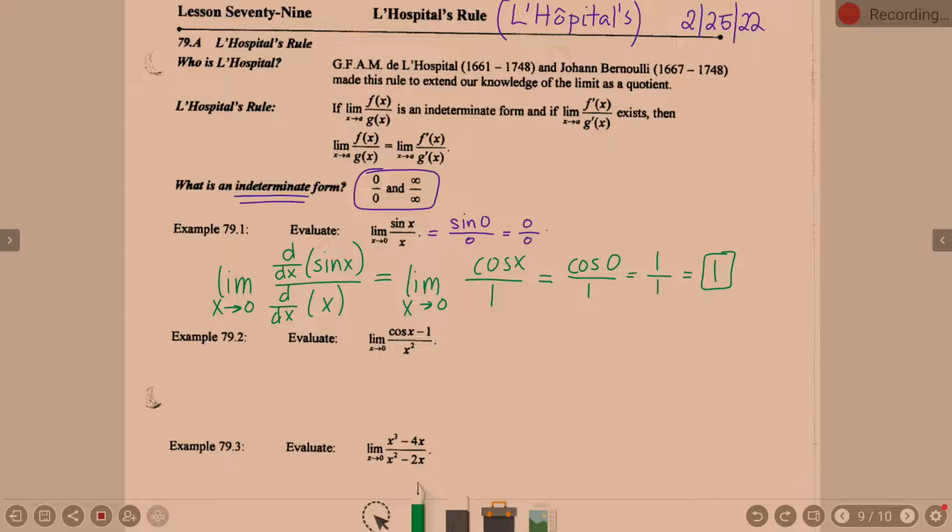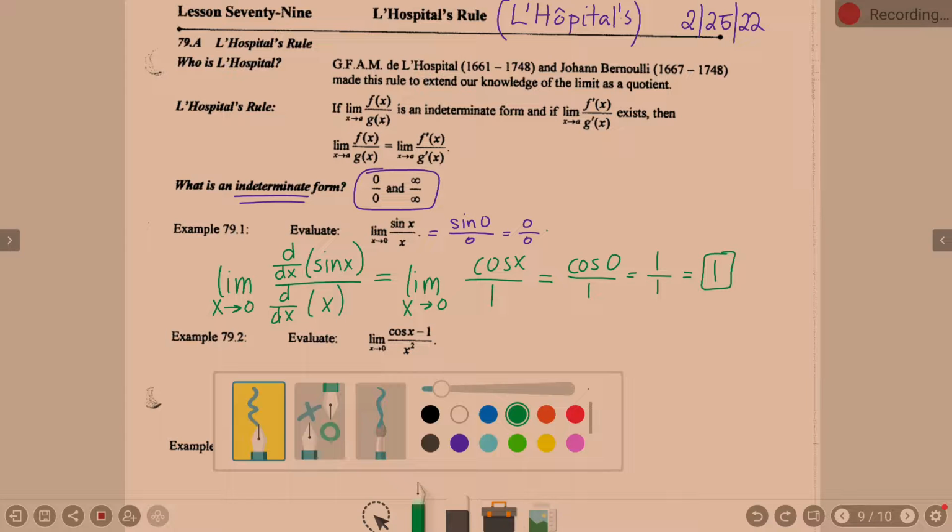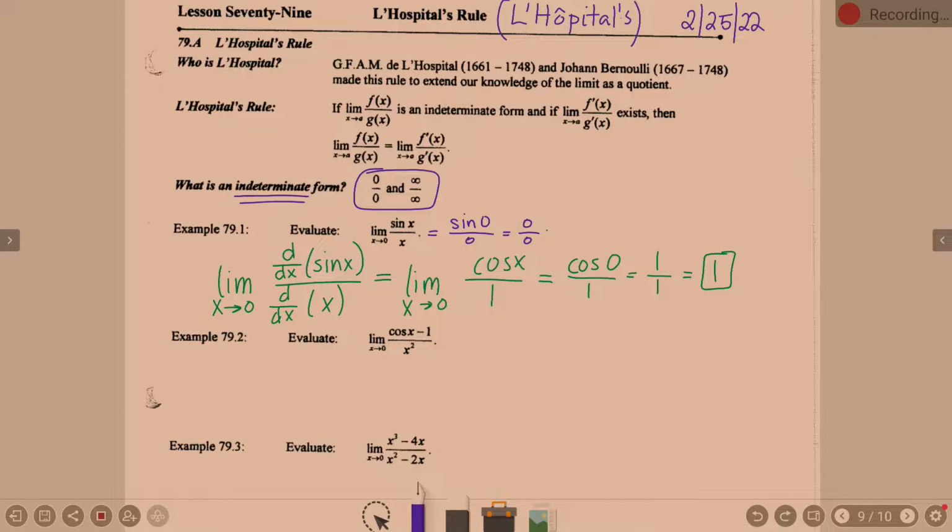Okay, example 2. What should I do first? Make sure that we don't just jump to L'Hopital's. That's hard to say today because what am I teaching today? L'Hopital's. But try it. See what happens. So we're going to say the cosine of 0 minus 1 over 0 squared. What is the cosine of 0? 1 minus 1 over 0 squared, which, of course, is 0 over 0. I know, shocker, right?